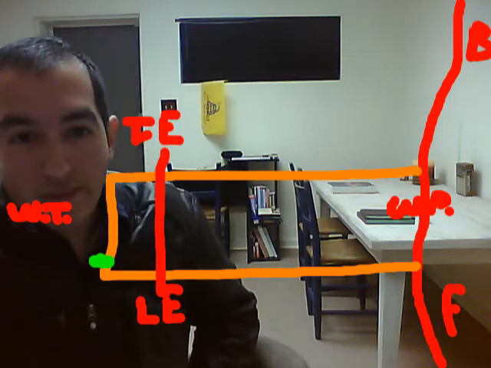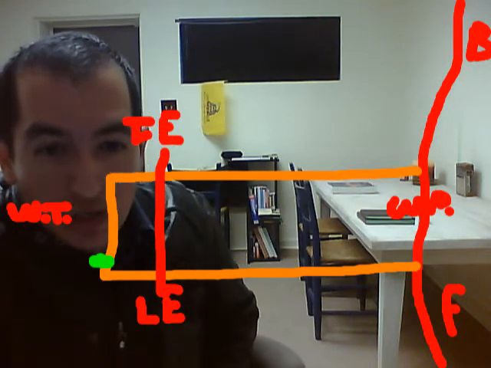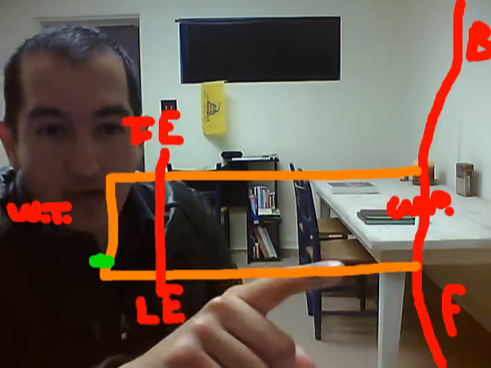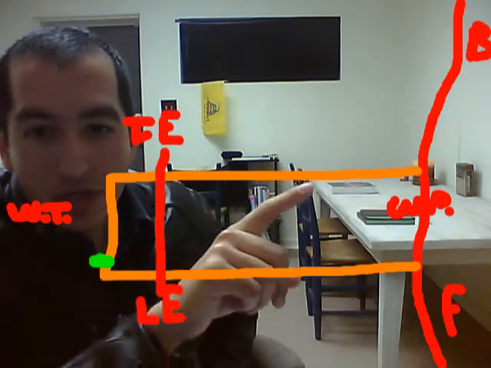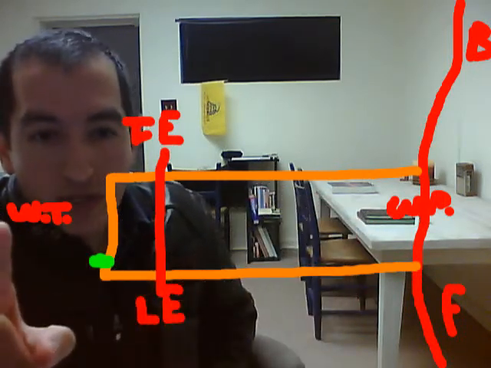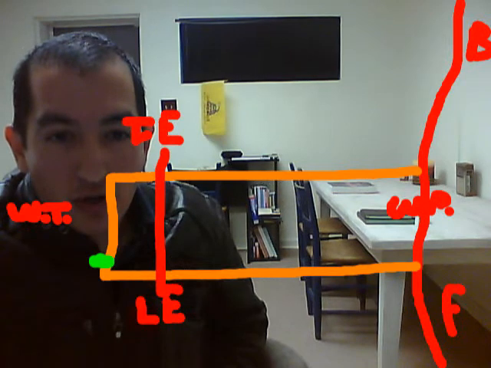That's your leading edge. That's your trailing edge. That's your wing root. That's your wing tip. Okay, and then you can draw another line right here.